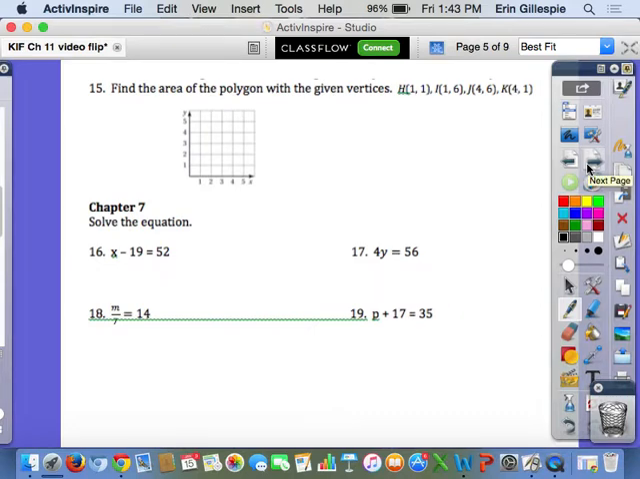15 says find the area of the polygon with the given vertices, and then they give us 4 ordered pairs. So the first thing you should do would be to plot those ordered pairs on your coordinate grid there. We have 1, 1. So remember, in ordered pairs, the first number is your x-coordinate, the second number is your y-coordinate, just like the alphabet.